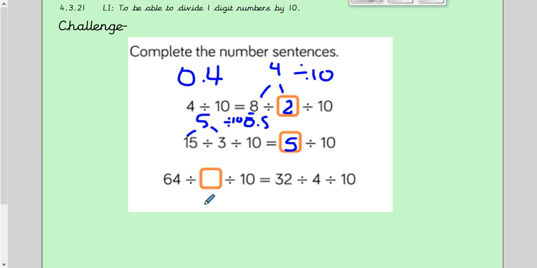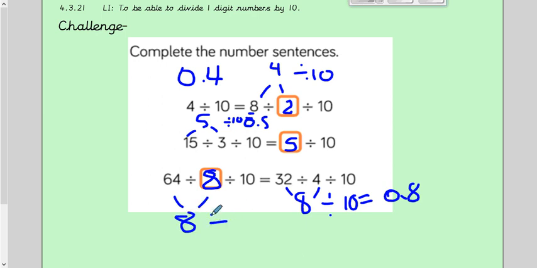And then lastly, we'll start with this side because that's where we got all the answers. Sorry about that, I just had something caught in my throat. This one, 32 divided by 4 is 8. Divided by 10 is 0.8. So therefore we had to do 64 divided by 8, because that's 8, and then divide that by 10, which is 0.8 as well. So that one you had to know your 8 times table to do, so it might have been a bit tricky, but hopefully it was okay for you.